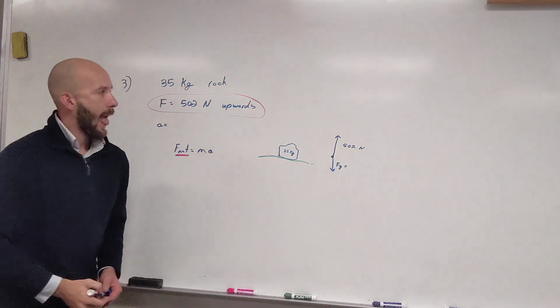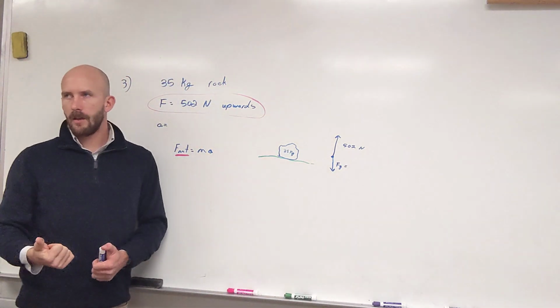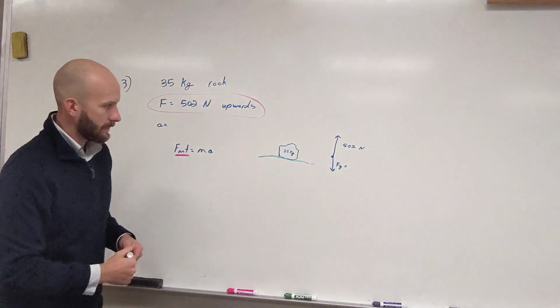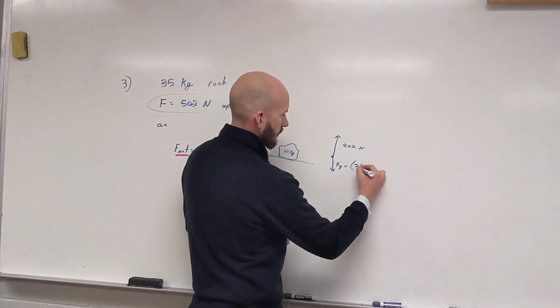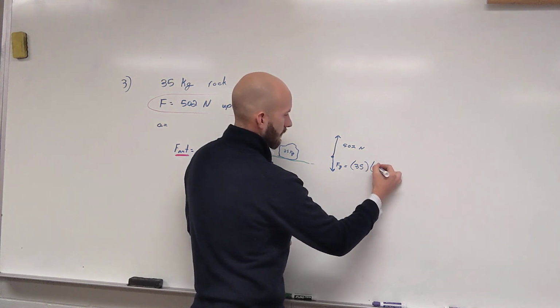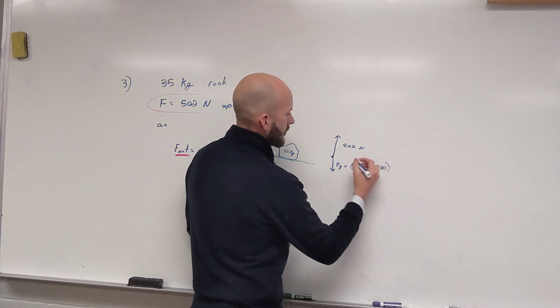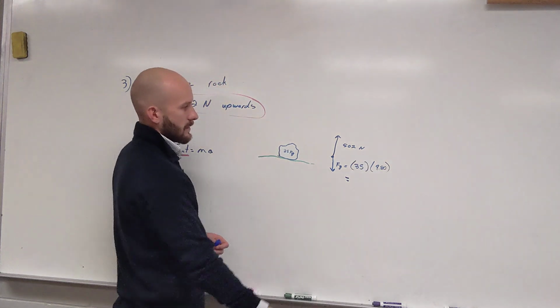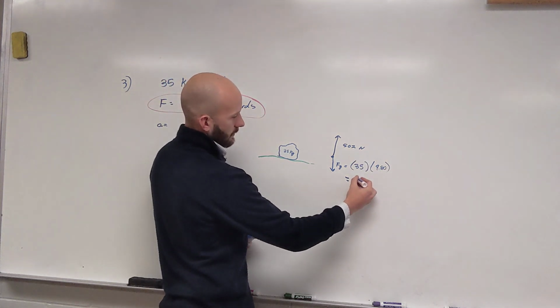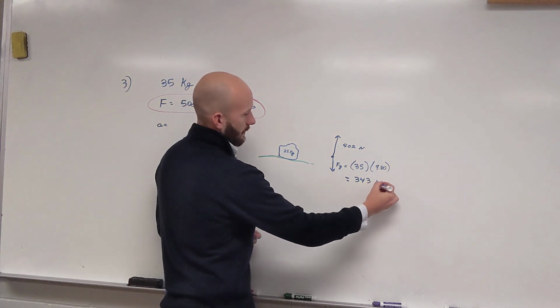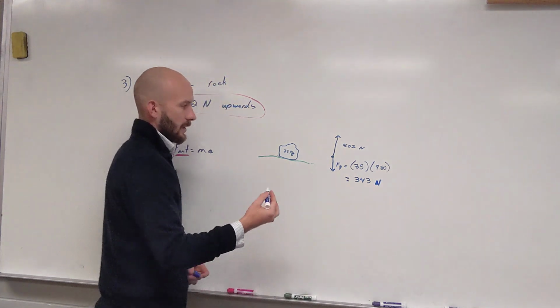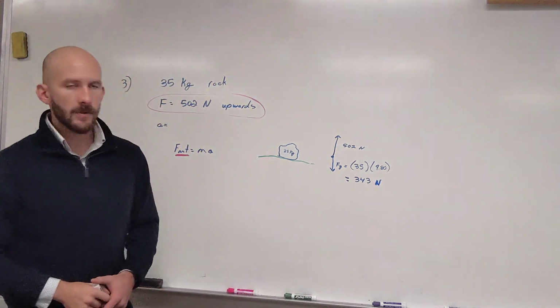So I have to actually calculate F sub g. How do I do that? Multiply the mass by the acceleration due to gravity, 9.80 meters per second squared. I get like 343. Okay, so F sub g is 343 newtons.